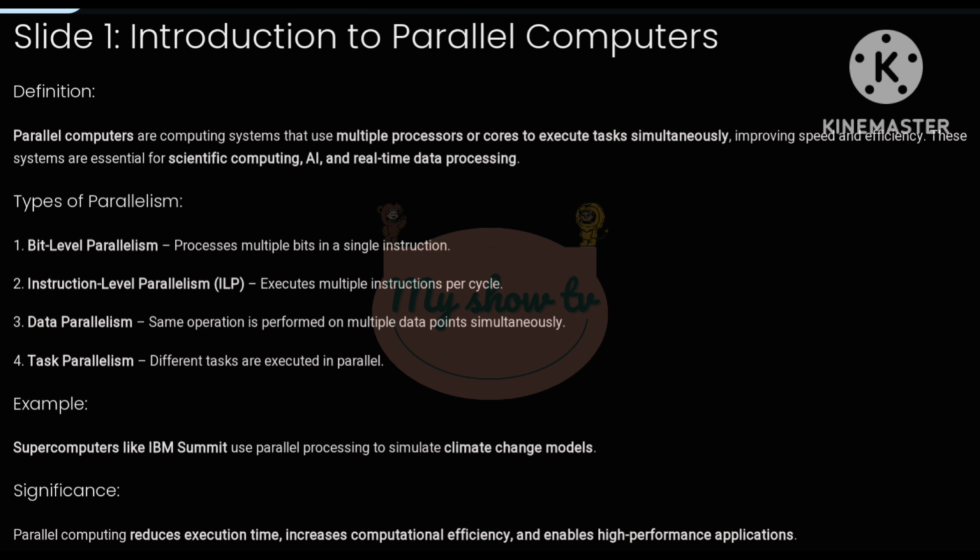Example: IBM's Summit supercomputer, one of the fastest computers in the world, uses parallel processing to run climate simulations and AI computations. Significance: parallel computing is vital for AI, scientific simulations, gaming, and data-intensive applications. It helps solve large-scale problems efficiently, reducing execution time significantly.